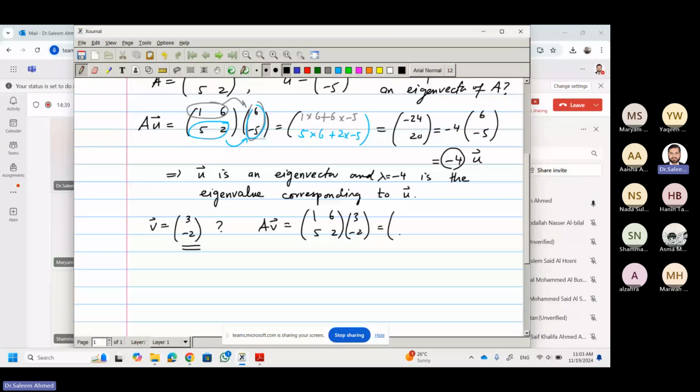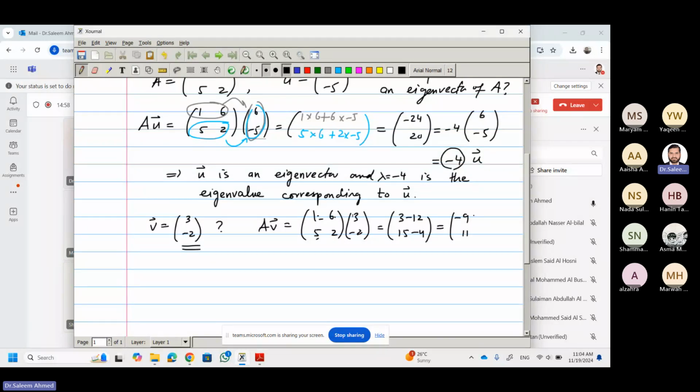So 1 into 3 minus 6 into 2, 12; 5 into 3, 15, minus 4. So this is the product. Because 1 with 3 and 6 with 2, so 3 minus 12. Then 5 with 3, 15 minus 2 with 2, 4. So you got -9 and 11.